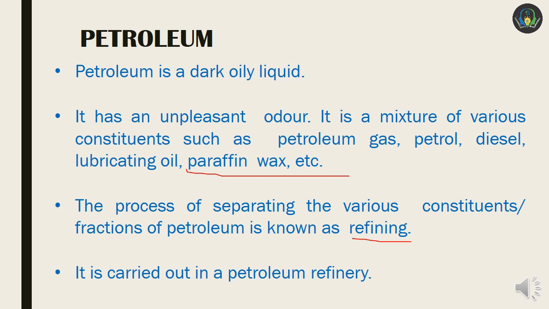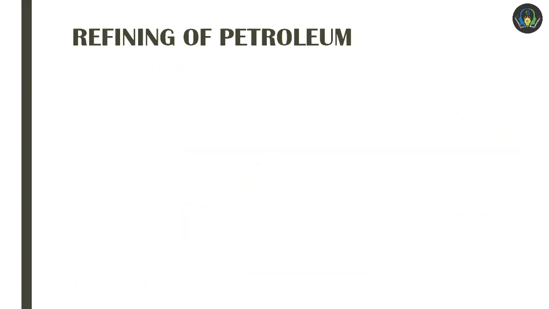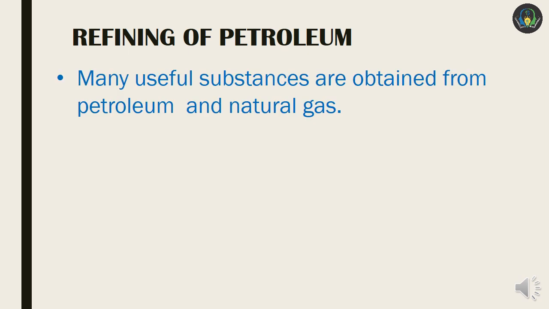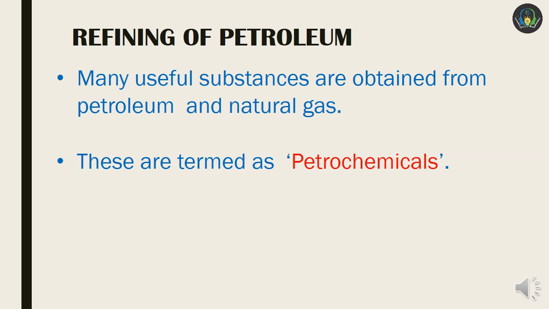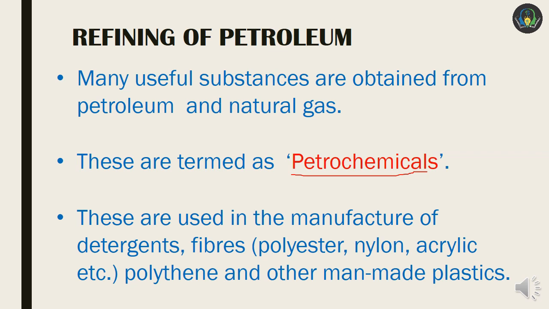It is carried out in a petroleum refinery, as we have discussed in the video. The largest refinery is the Reliance Refineries. Let's have a look at a refining of petroleum. Now, after refining of petroleum, many useful substances are obtained from the petroleum and natural gas. These are termed as petrochemicals. Remember synthetic fibers, one of the chapter number 3? These are used in manufacture of detergents, fibers like polyester, nylon, acrylic, polythene and other man-made plastics.